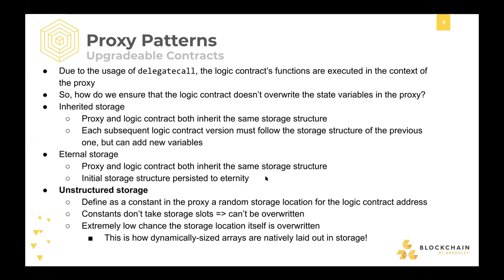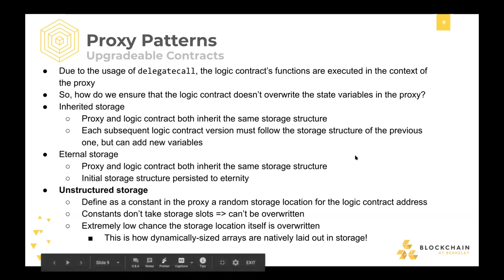In the proxy contract, we define a constant, and this constant is a location within the proxy contract storage space. That location contains the address of the logic contract. What's nice about this is that constants don't actually take up storage slots, so we don't have to worry about this being overwritten. So we're not worried about losing the location in proxy contract storage where the logic contract address is. That can't be overwritten.